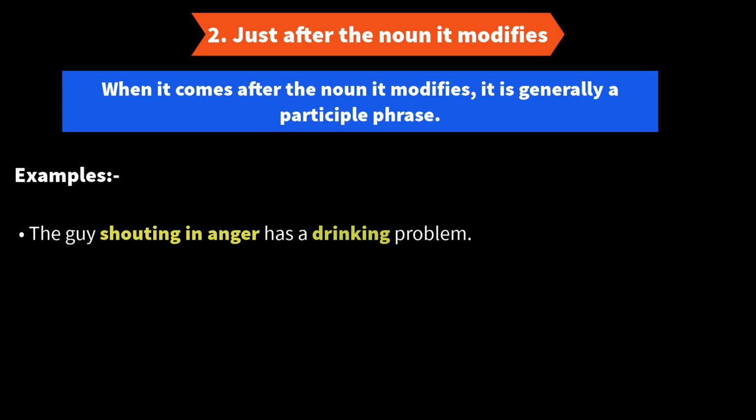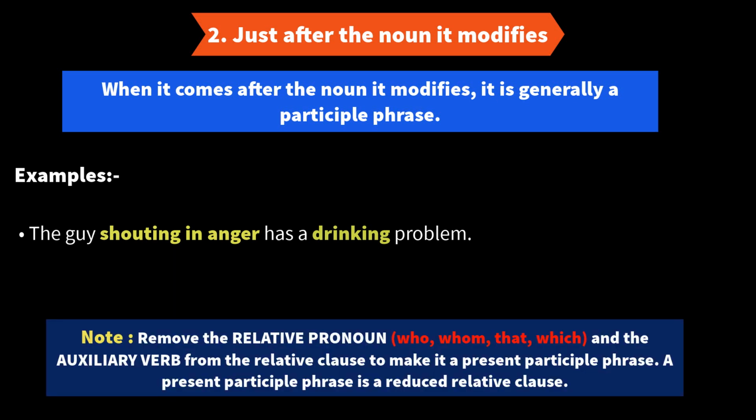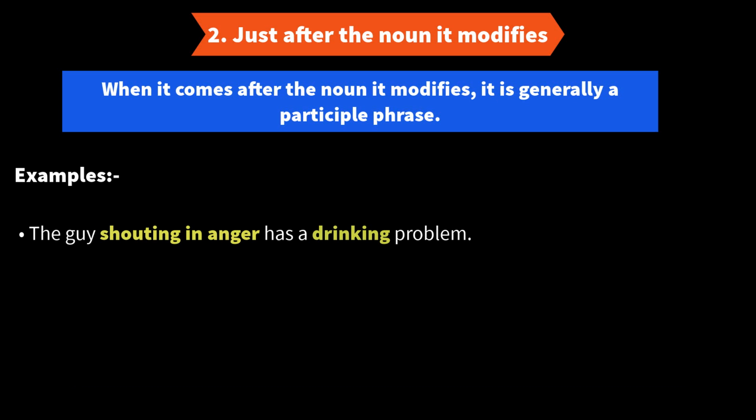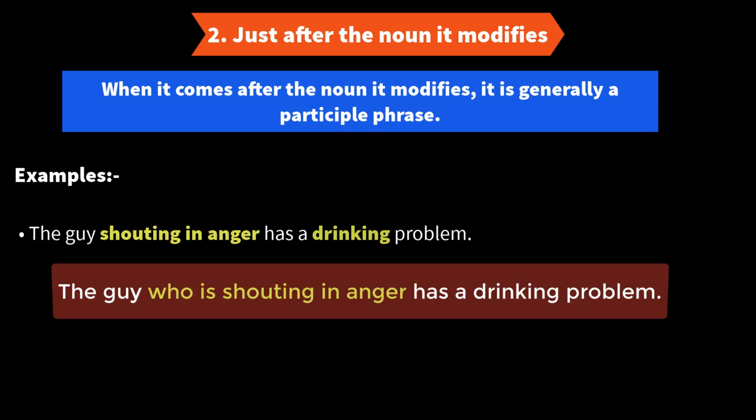Guys, a very important fact here. A present participle phrase that comes just after a noun is basically made out of a relative clause. It is actually a reduced relative clause. Let me show you how. This sentence can be written as the guy who is shouting in anger has a drinking problem. So who is shouting in anger is a relative clause that's modifying the noun the guy.